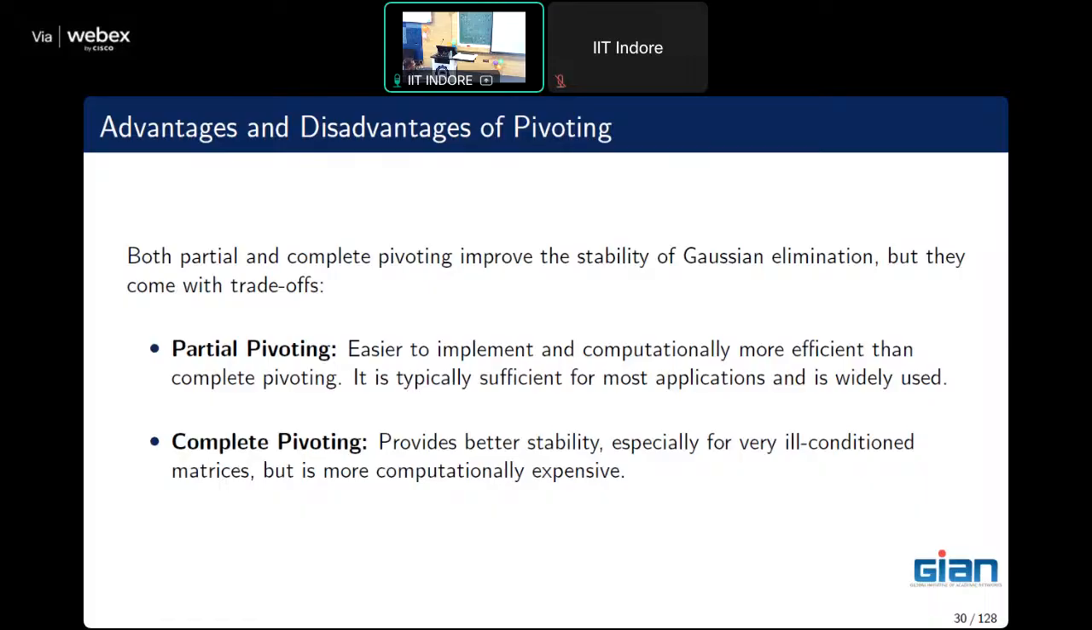Okay. And complete pivoting provides better stability, as I told you, especially for very ill-conditioned matrices, but it is more computationally expensive. I'll tell you about ill-conditioning in more detail later, in a later slide.